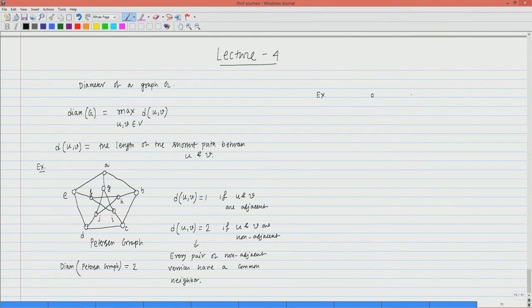This is called a cube. It has 8 vertices.